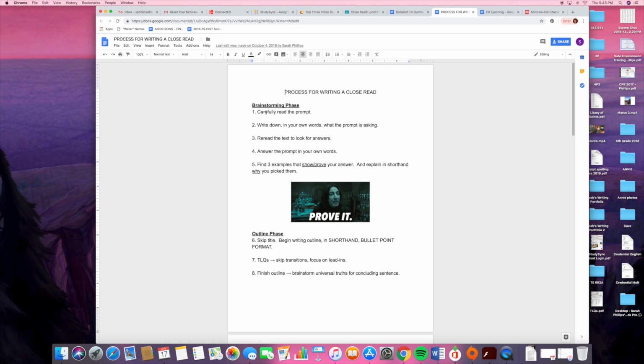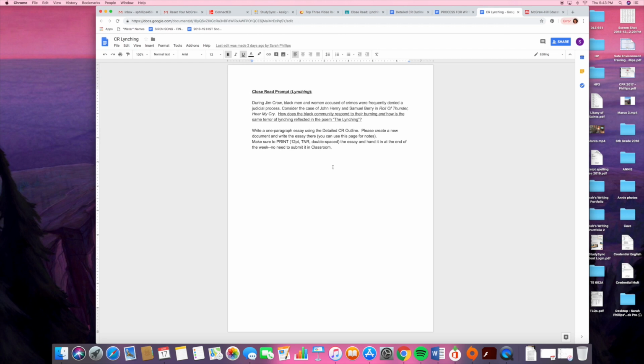First we're going to start with the classic process for writing a close read. We're going to begin the brainstorming phase today. First, you need to carefully read the prompt. Let's do so. Close read prompt for the poem "Lynching." During Jim Crow, black men and women accused of crimes were frequently denied a judicial process. Consider the case of John Henry and Samuel Barry in Roll of Thunder, Hear My Cry.